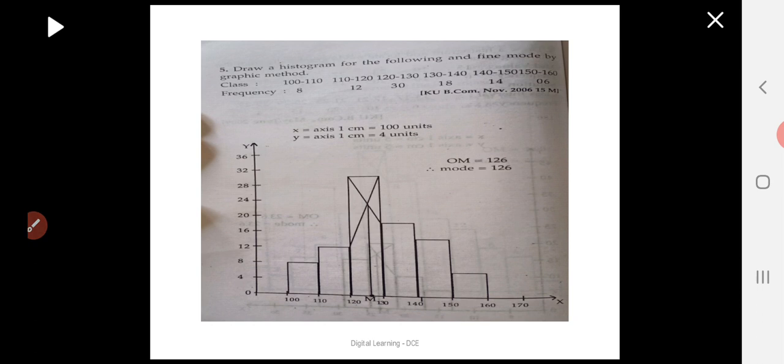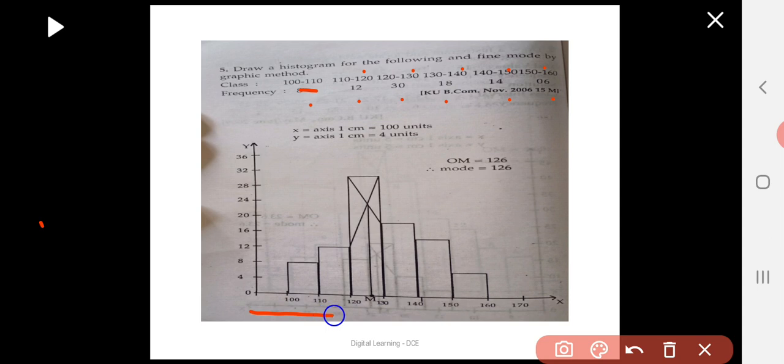Then the next illustration: draw a histogram for the following and find the mode by graphic method. Here classes are given: 100 to 110, 110 to 120, 120 to 130, 130 to 140, 140 to 150, 150 to 160. Frequencies are 8, 12, 30, 18, 14 and 6. So there is no problem with regard to class intervals.